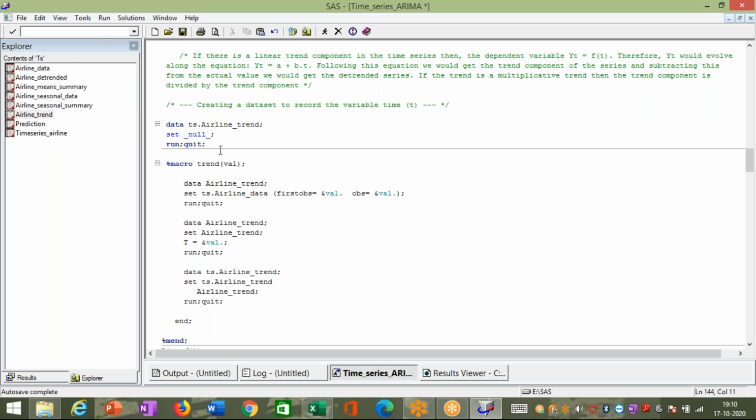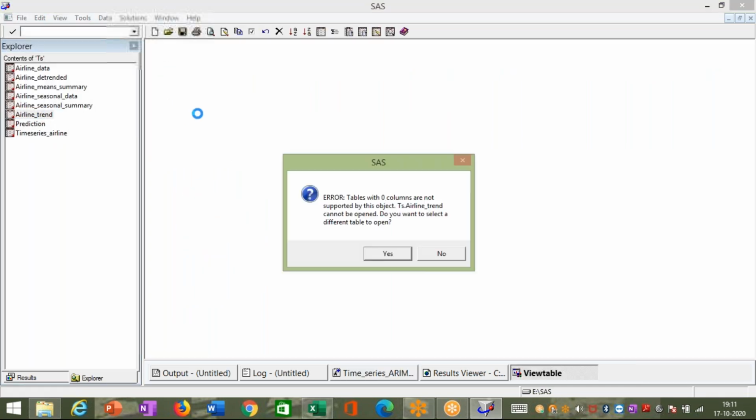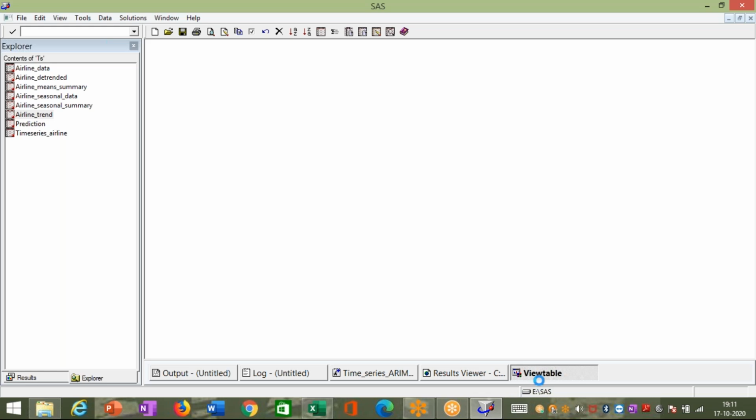Okay, so what I'm trying to do over here is find that out better. So how am I doing this? Let me run this code. First, I create a blank data set, airline trend. Now to this data set, I will be taking each of the records and putting them in one by one.